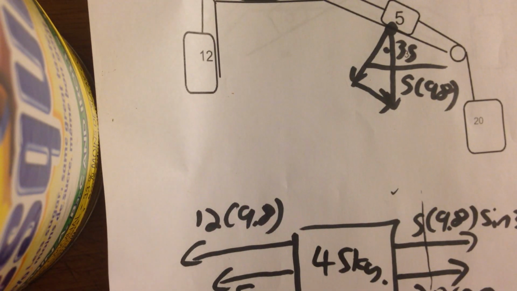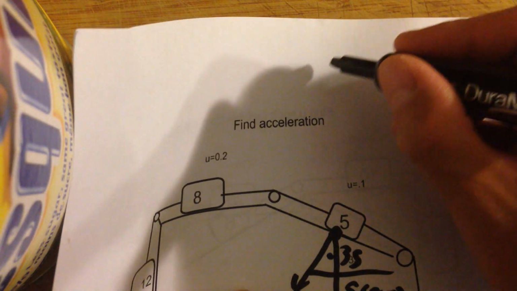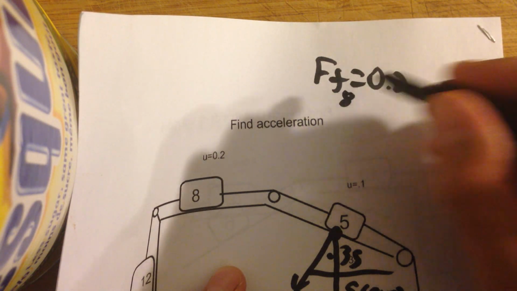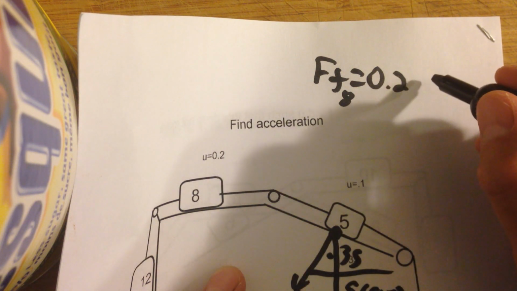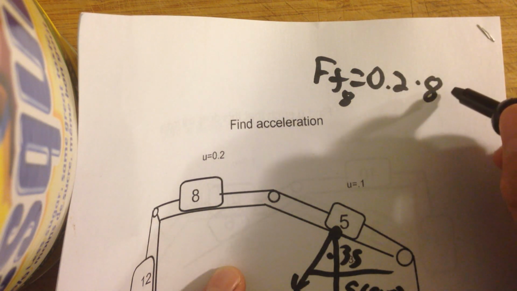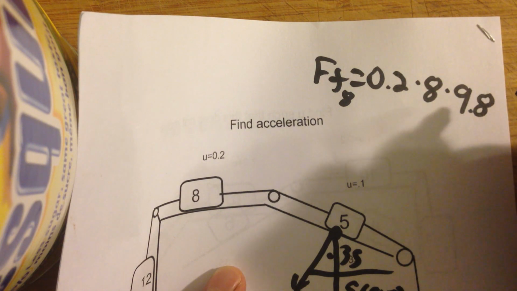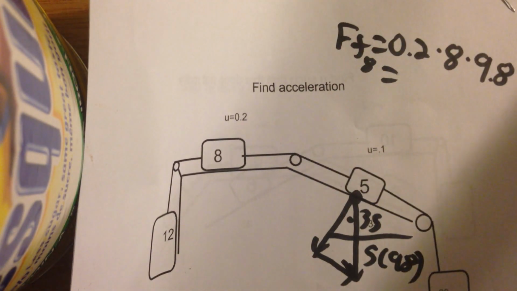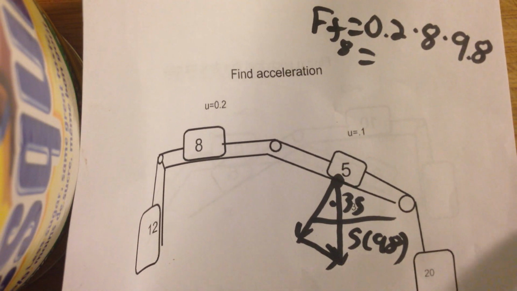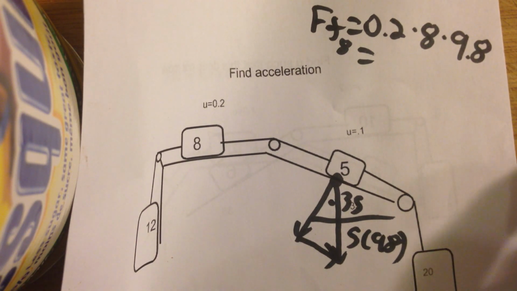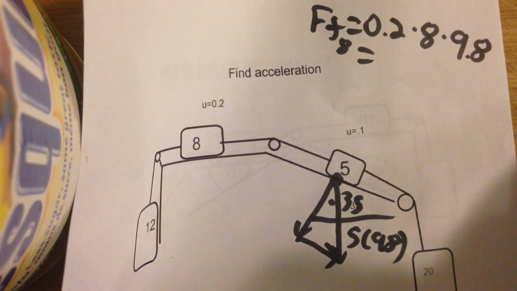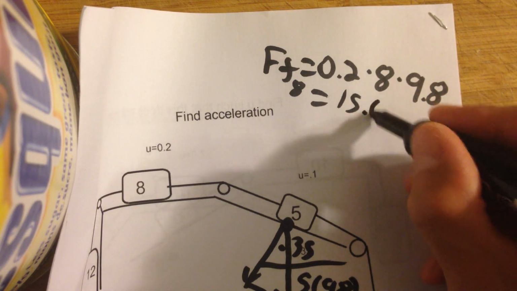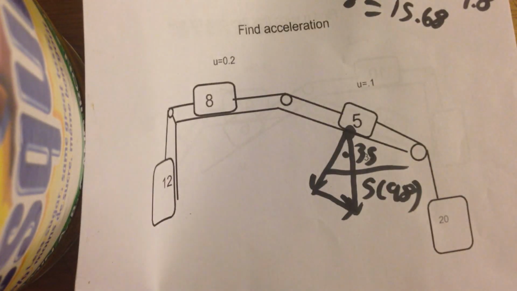Okay, the force of friction on block 8 is quite simple. The force of friction on block 8 is 0.2, our coefficient of friction, times our mass of 8 times acceleration due to gravity, 9.8. If you need further explanation, you shouldn't be on this problem yet. You should learn that and then come here after. So our value there is 0.2 times 8 times 9.8, which is 15.68 newtons. So I've got 15.68 newtons of friction on block 8. That's this guy here.